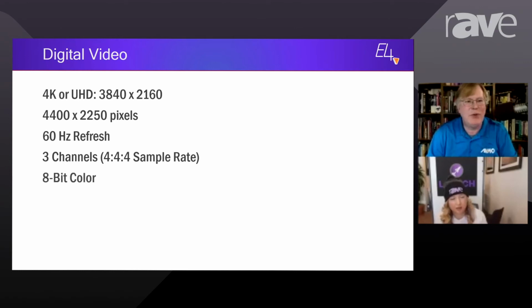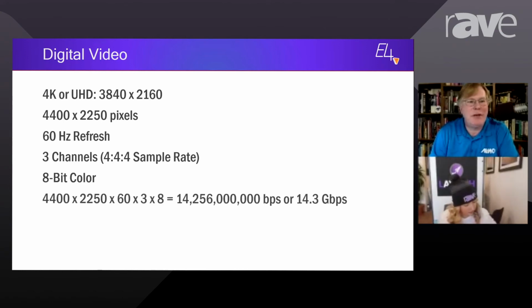Because trying to do digital video uncompressed requires a lot of throughput, a lot of bits per second. 3840 by 2160 is actually 4400 by 2250, 60 hertz refresh. We have our 3 channels, 8-bit color. So we'll start off with 8-bit color here and just start multiplying all this out. 4400 by 2250 by the refresh rate, by the 3 channels, the luminance and the color difference signals, with an 8-bit color depth, gives 14.3 gigabits per second.